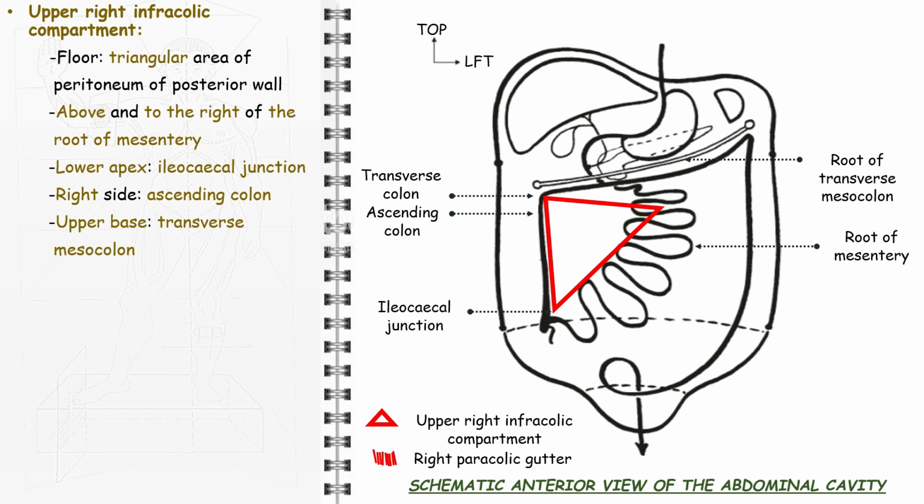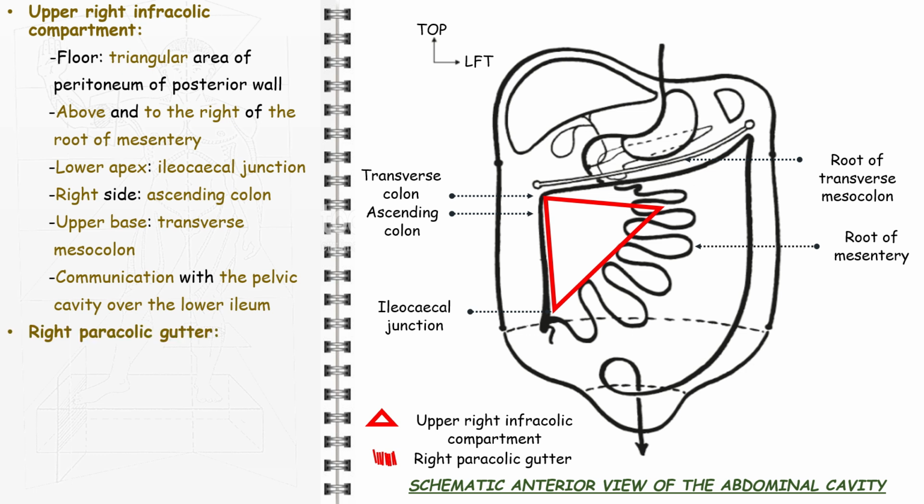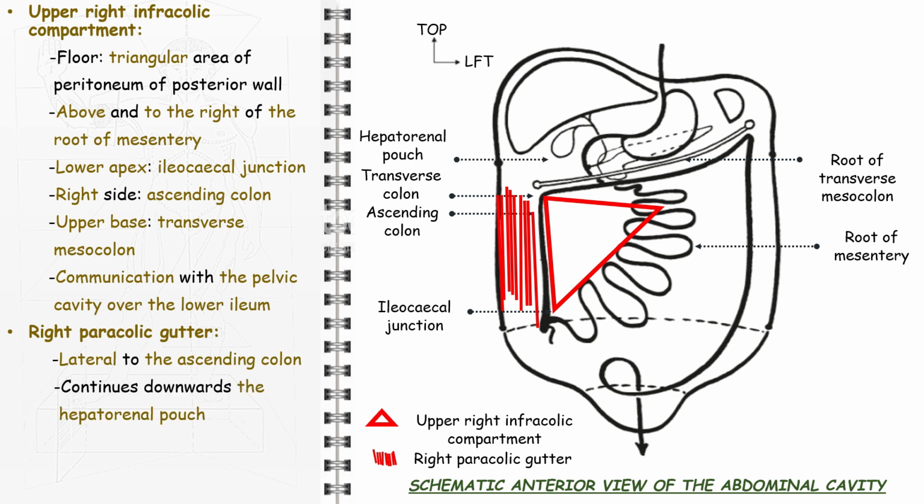The duodenojejunal flexure, one of the angles of the left infracolic compartment, lies to the left of the midline, over the left psoas muscle, on a level with L2 vertebra. Note that to descend from the right infracolic compartment into the pelvis it is necessary to pass forwards over the lower ileum, and contrast this with the free passage into the pelvis on the left side. Lateral to the ascending colon is the right paracolic gutter. It can be traced upwards into the hepatorenal pouch, and downwards into the pelvis, easy pathways for the gravitation of fluid.